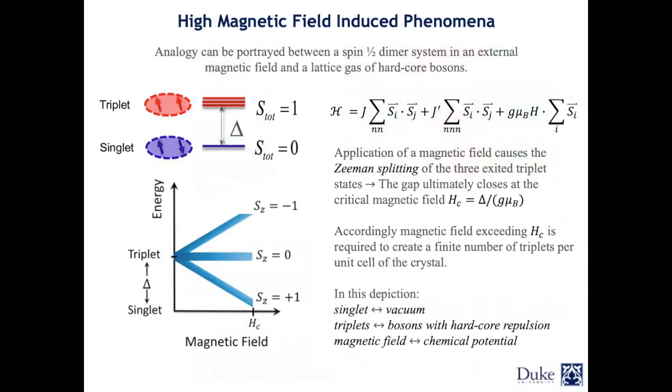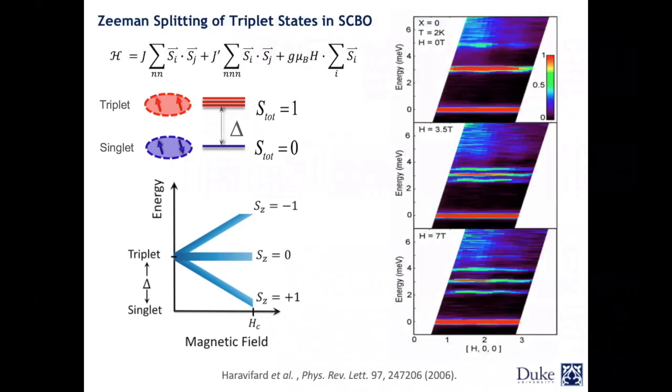Now, okay, so this is just the pressure. What's going to happen if you start to apply magnetic field as well? If you have a singlet-triplet state, then from the Zeeman effect, the triplets start to actually branch off, and then there would be some sort of a critical field at which your triplet crosses the singlet state. In this scenario, your singlets are basically like vacuum, triplets are bosons with this hardcore repulsion, and magnetic field is practically the chemical potential. So we can start to study these by adding this Zeeman effect into the Hamiltonian to figure out what's going to happen, which practically is what we did here.